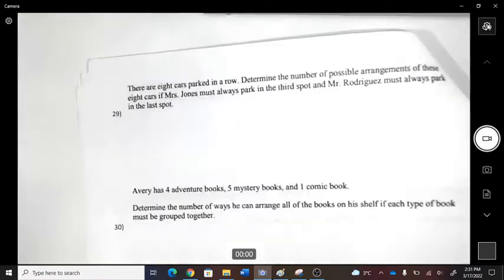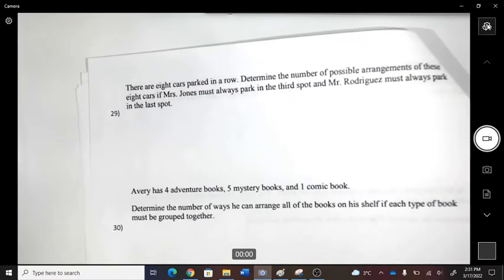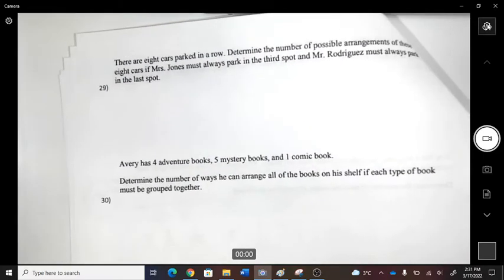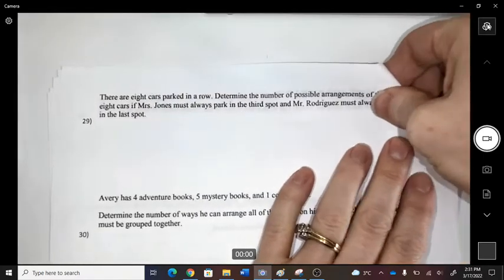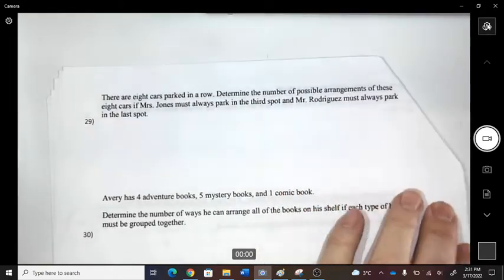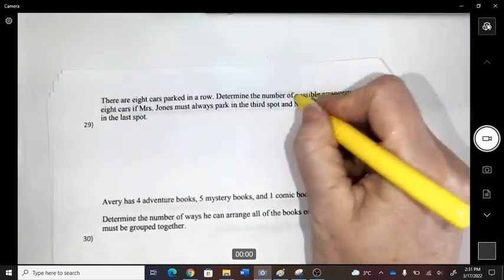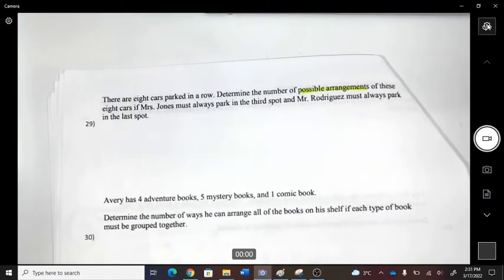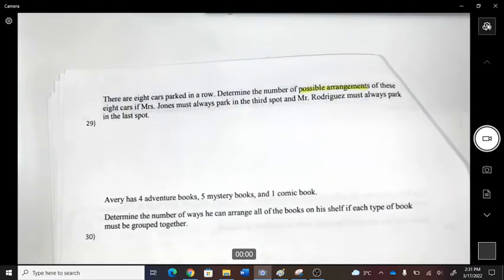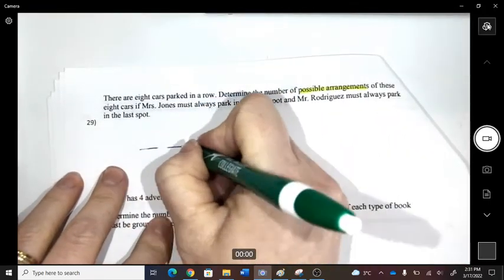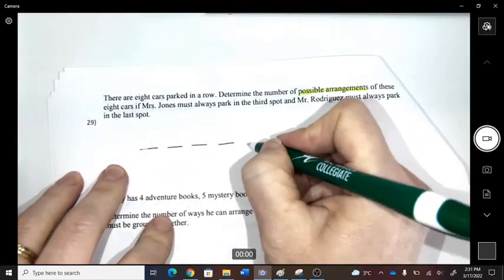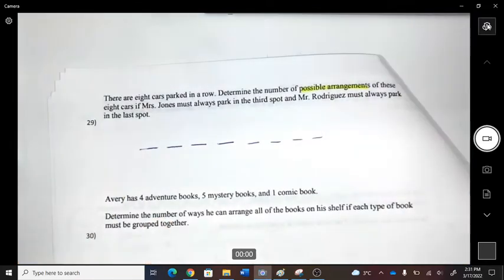Page 10. There are 8 cars parked in a row. Determine the number of possible arrangements. So we're arranging these 8 cars. So you know what I'm going to do? I'm just going to put 8 spots here. Okay, there's your 8 spots to park.